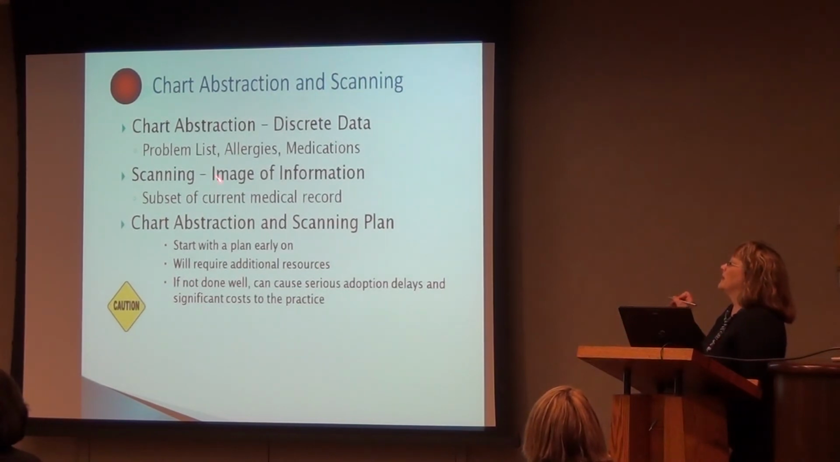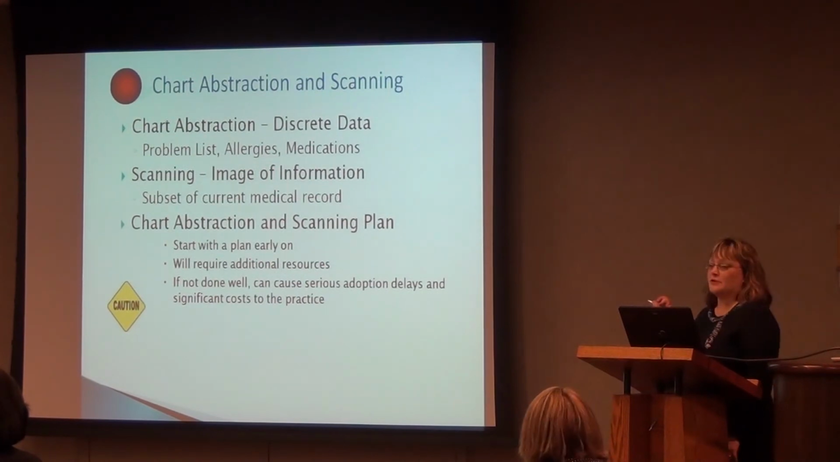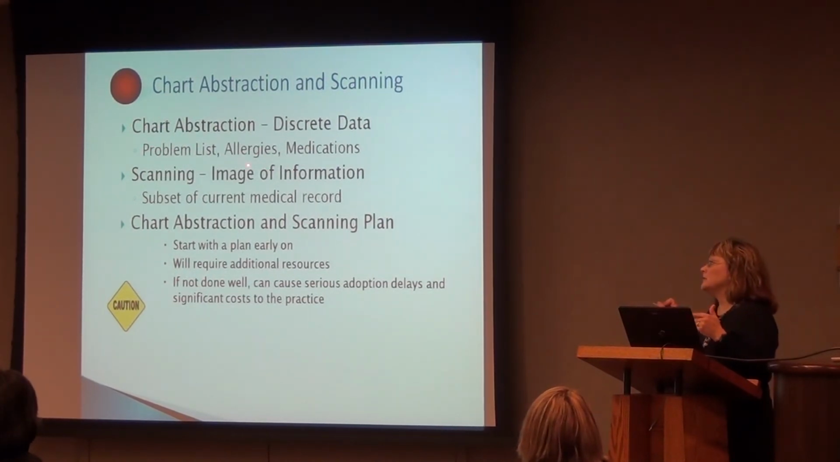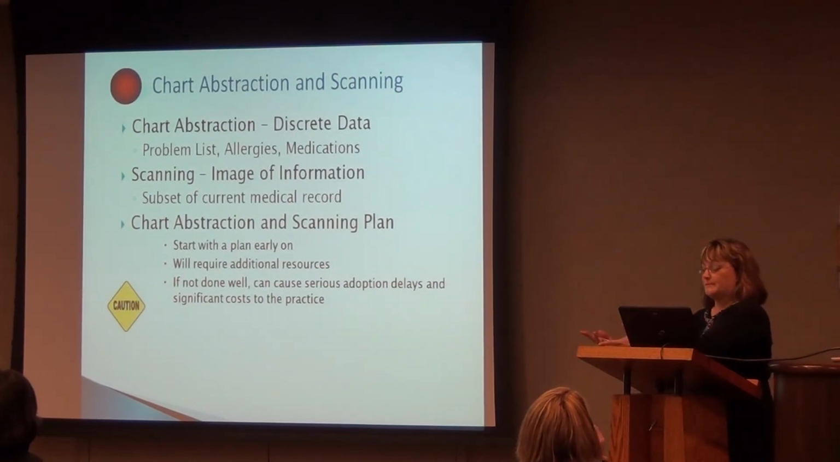What we recommend to practices is get ready for chart abstraction now. You can't start too early on chart abstraction. So in your paper medical record, you probably have a form that has the problem list, allergies, and or medications on it. You can create a new form to collect that information, but this information needs to be up to date, and if it's centralized on a form, when you get students or hires that are going to be keying that into the system, they can go much faster.